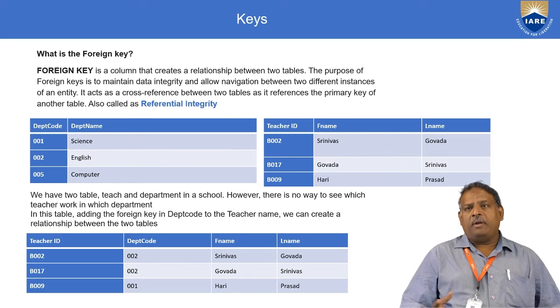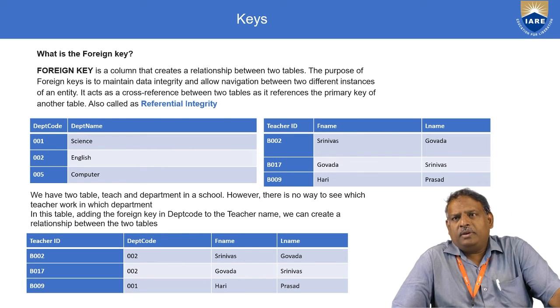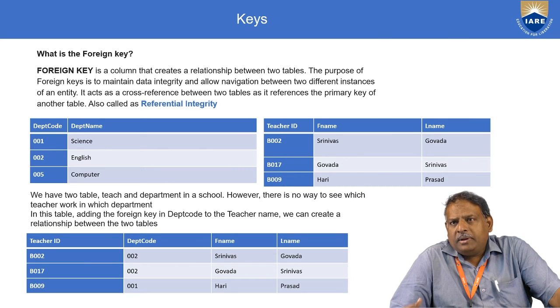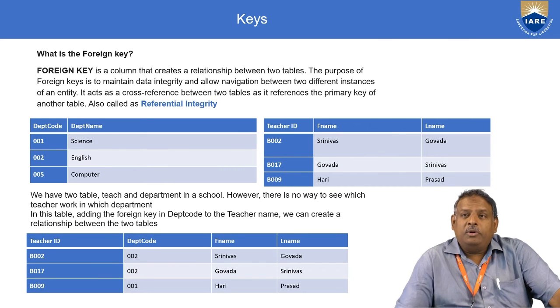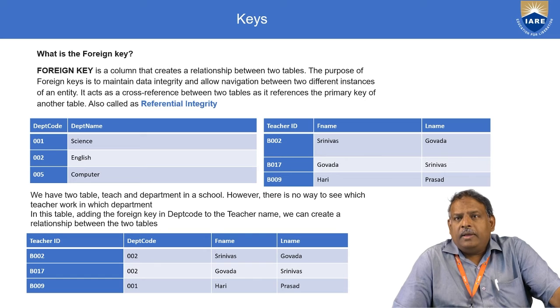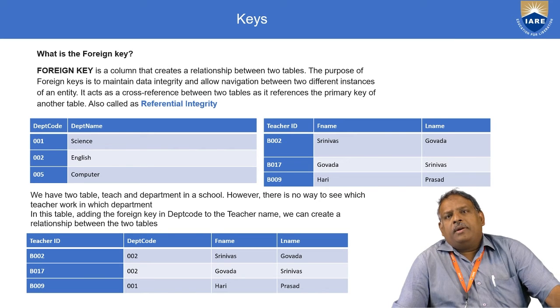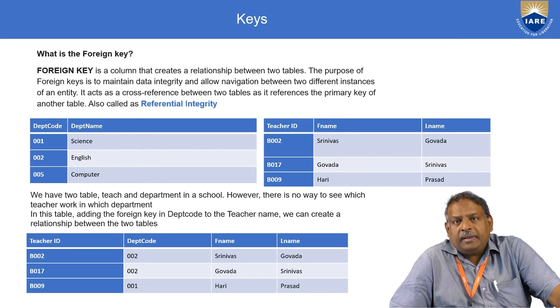We cannot have all the features in one table, because it will be huge and it will be difficult for reporting. So we'll have multiple tables, each table having its own purpose. When there are a couple of tables serving their own purpose, the tables can be joined together by a key. That key is a foreign key. It acts as a cross reference between two tables, as it references the primary key of another table, also called referential integrity. Let us see the example.